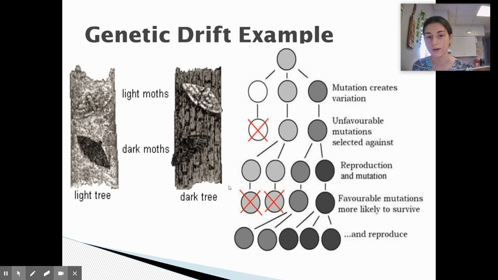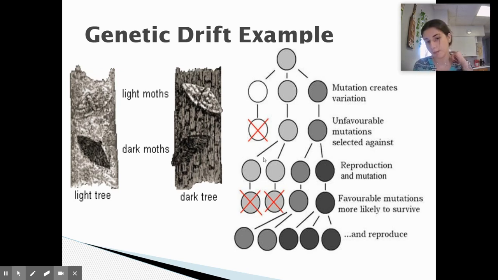So you can see in the next generation, there's no white moth. There's just light gray, dark gray, and even darker gray. So now there's a new mutation that's really, really dark gray. So as it says, there's reproduction and mutation, which is this really, really dark gray. We'll just call it black. So then there was a favorable mutation more likely to survive.